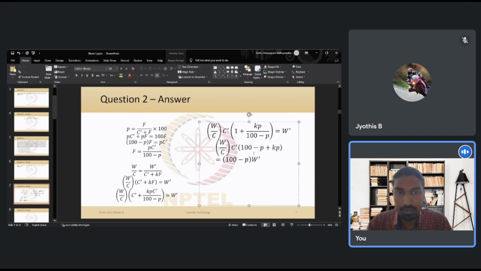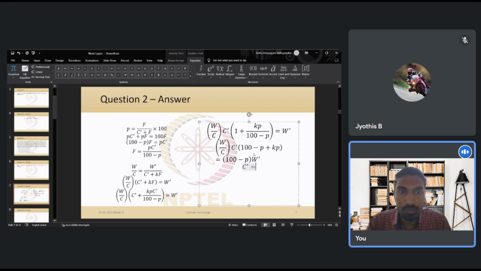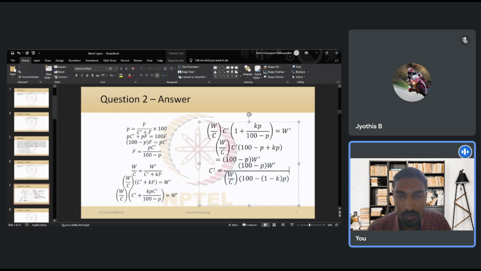So now we can find what C prime is. So C prime is equal to 100 minus P times W prime, right, divided by W by C into 100 minus P plus Kp, so it can be written as 100 minus one minus K into P. Right, so if we take P common, it will be minus 1 plus K, we are taking another minus out, so it will be 100 minus 1 minus K into P. Right, so now we have an equation for the new cement content, C prime.